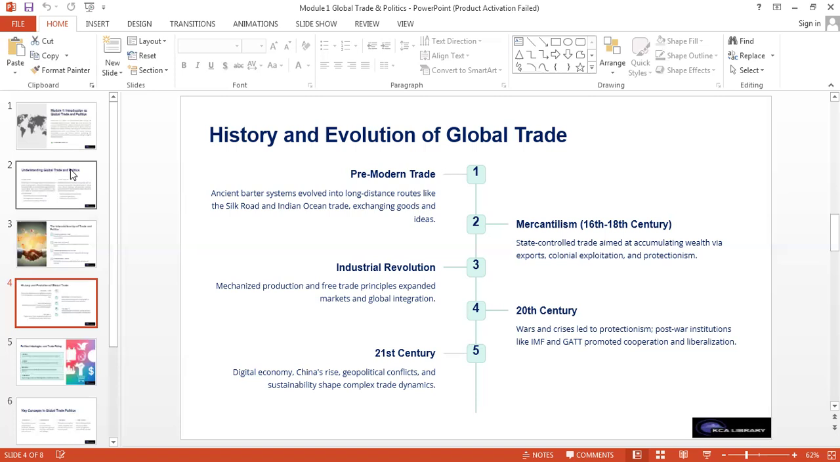Now, the last era is the 21st century, where we talk about the digital economy, the likes of China's rise, geopolitical conflicts, and sustainability shaping complex trade dynamics. So these are the eras taken from the historical path and the evolution of global trade.